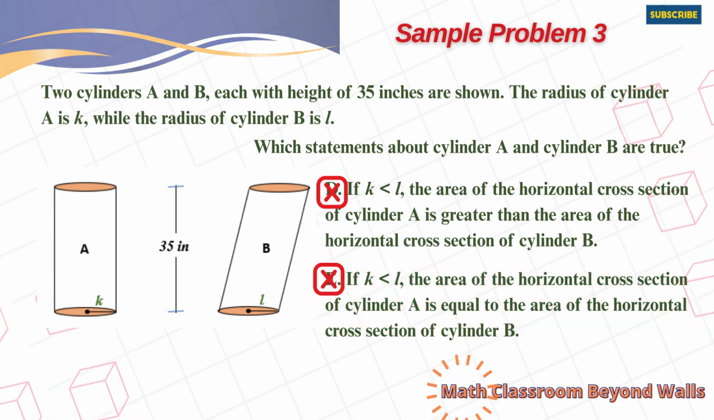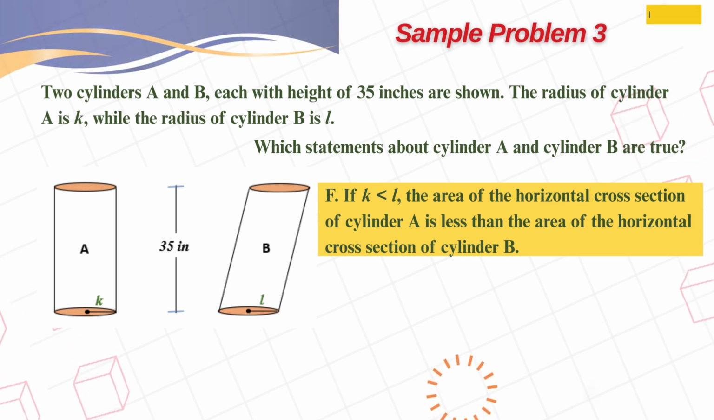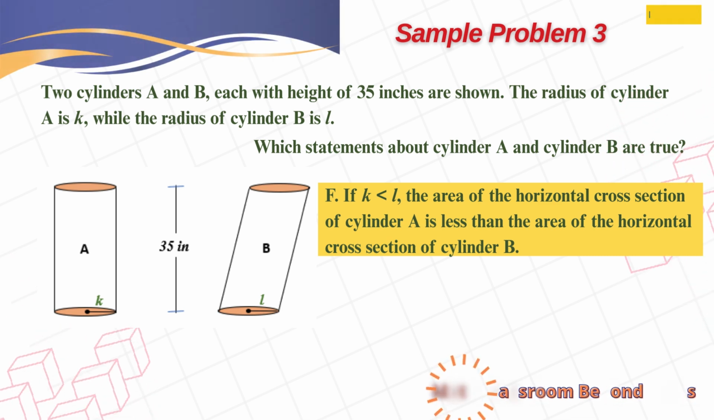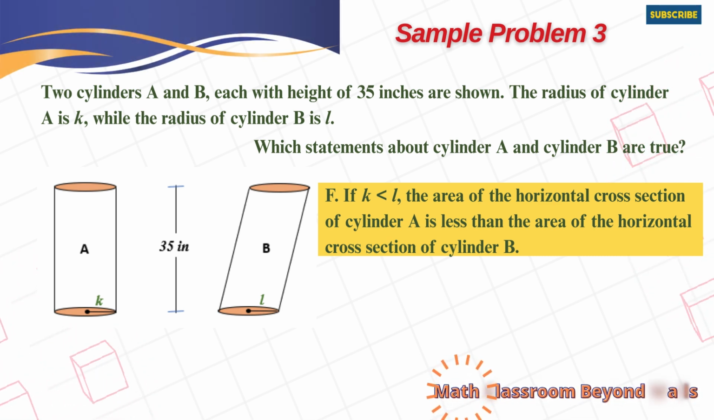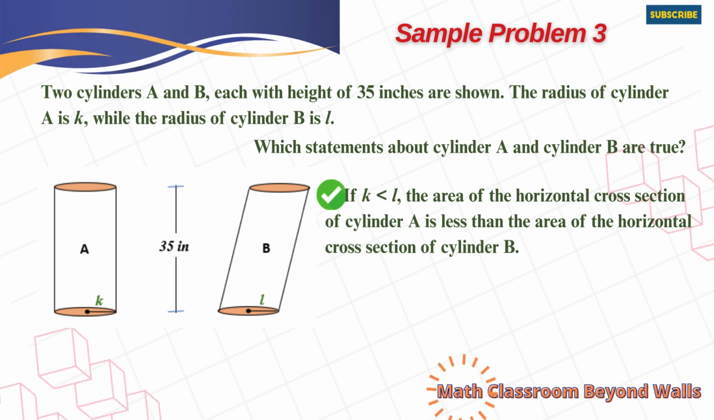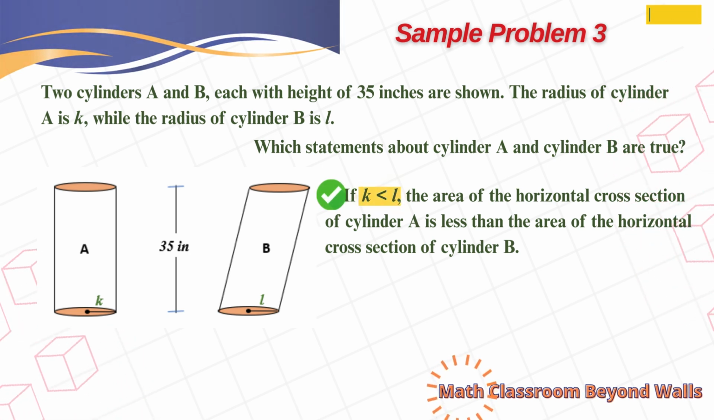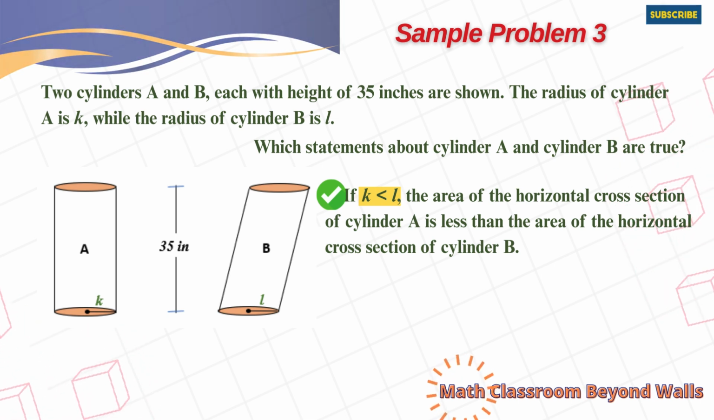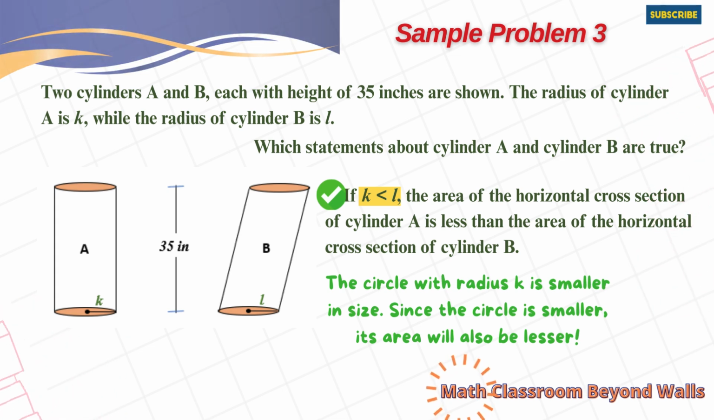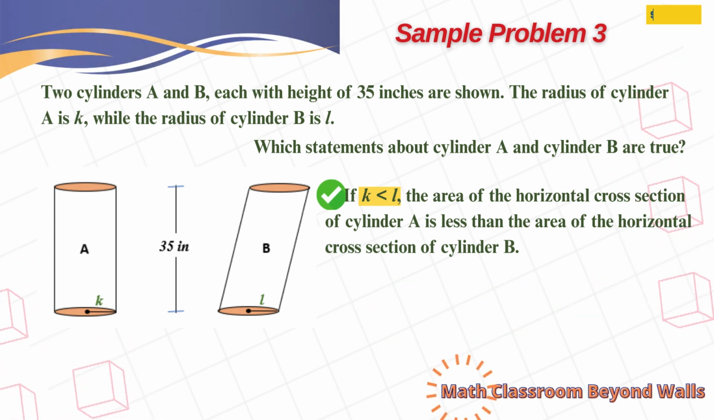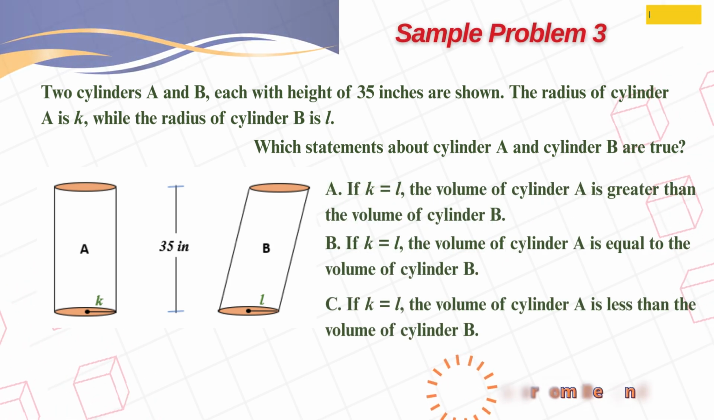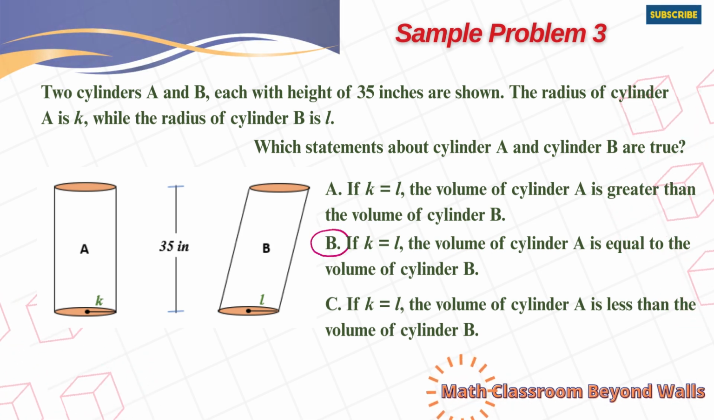Again, this is false. For option F, the statement is, if K is less than L, the area of the horizontal cross-section of cylinder A is less than the area of the horizontal cross-section of cylinder B. Is the statement true or false? You are right, the statement is true. Here in option F, radius K is lesser than radius L, suggesting that the circle with radius K is smaller in size. Since the circle is smaller, its area will also be lesser. So, what are our answers again? Okay, so our answers are option B and option F.